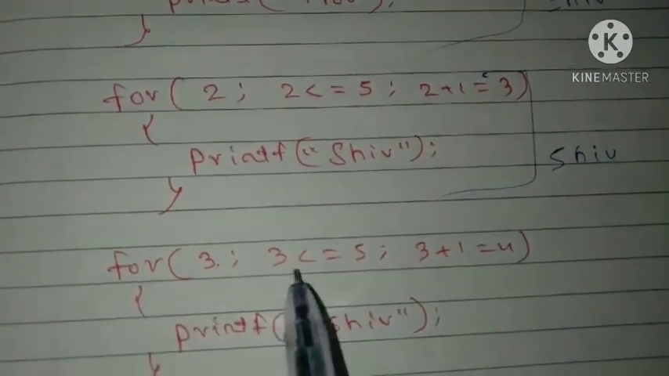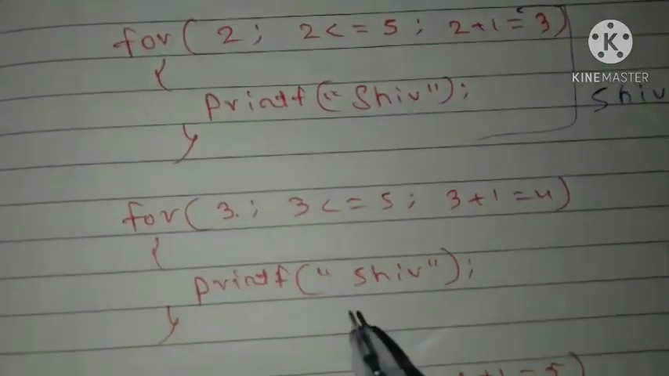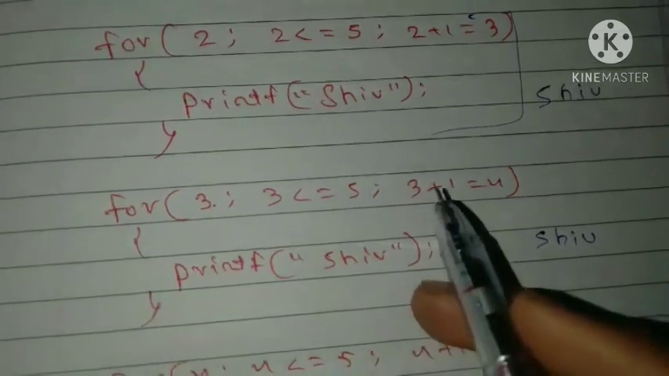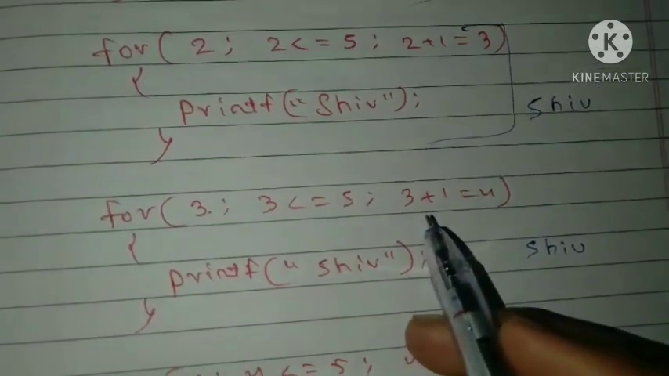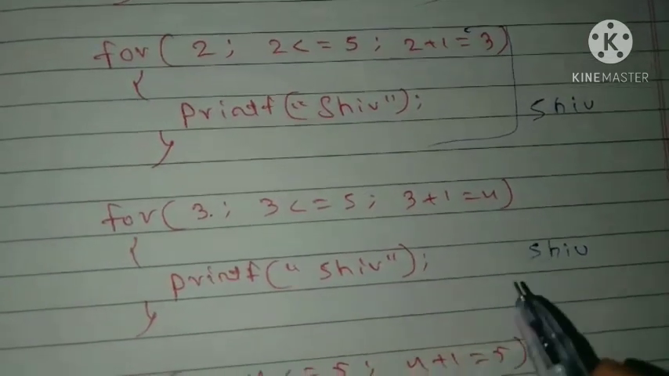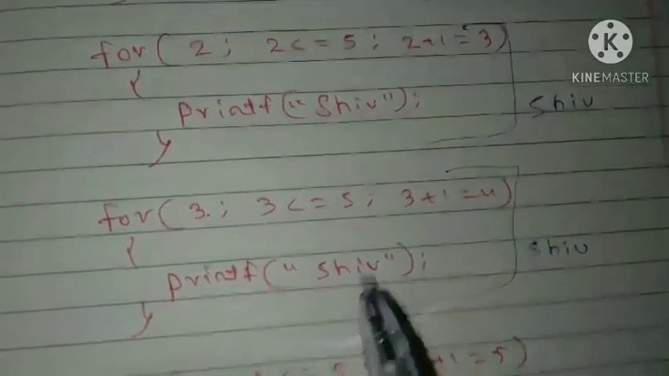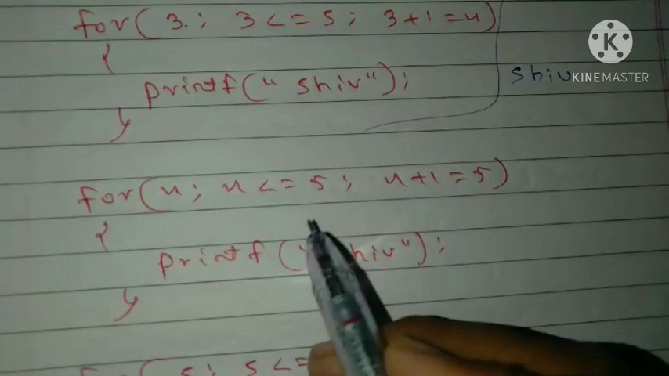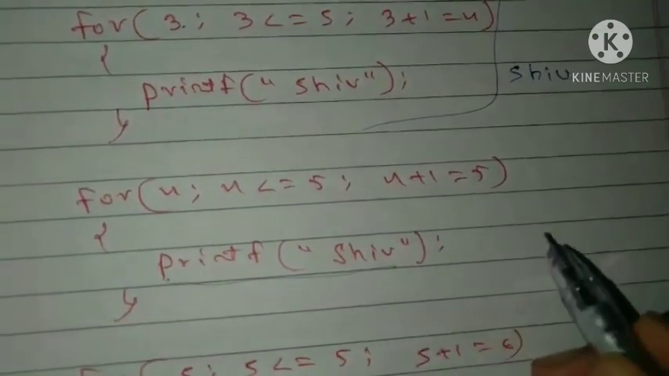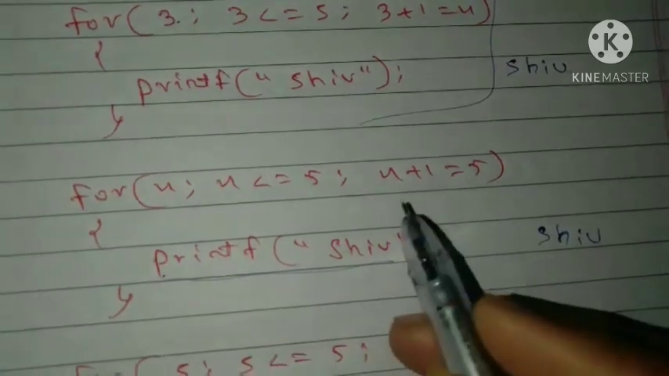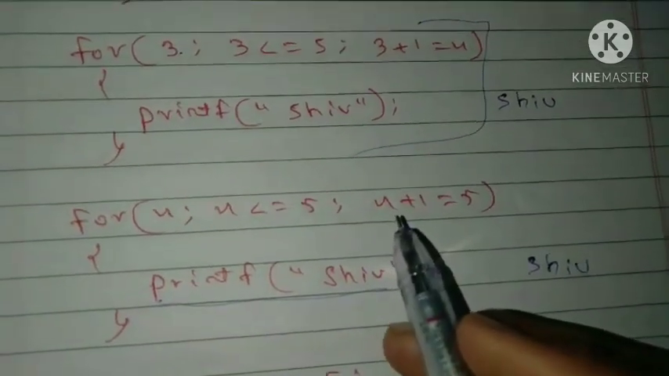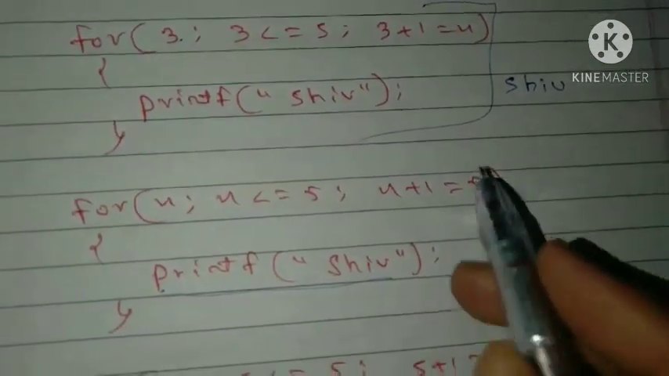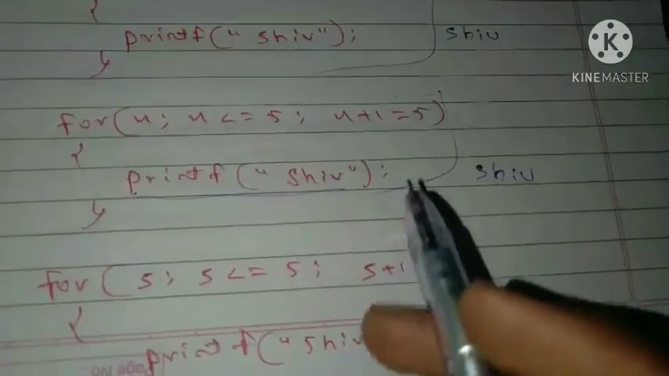Now the i value is 3. Is 3 less than 5? Yes. Then it prints this statement once again, and now again goes to the increment operator. Increase the i value by 1, that is 3 plus 1, 4. So this was the third iteration, and now the i value is 4. Check the condition. Is 4 less than 5? Yes, condition true. Then it comes into this for loop, prints this word again, goes to the increment operator and increases the i value by 1. Now the i value is 5. So this was the fourth iteration.